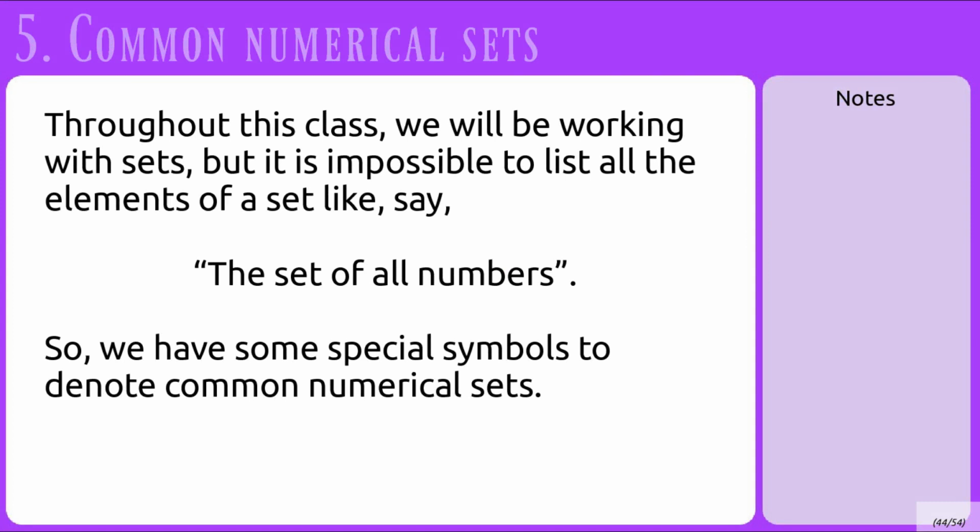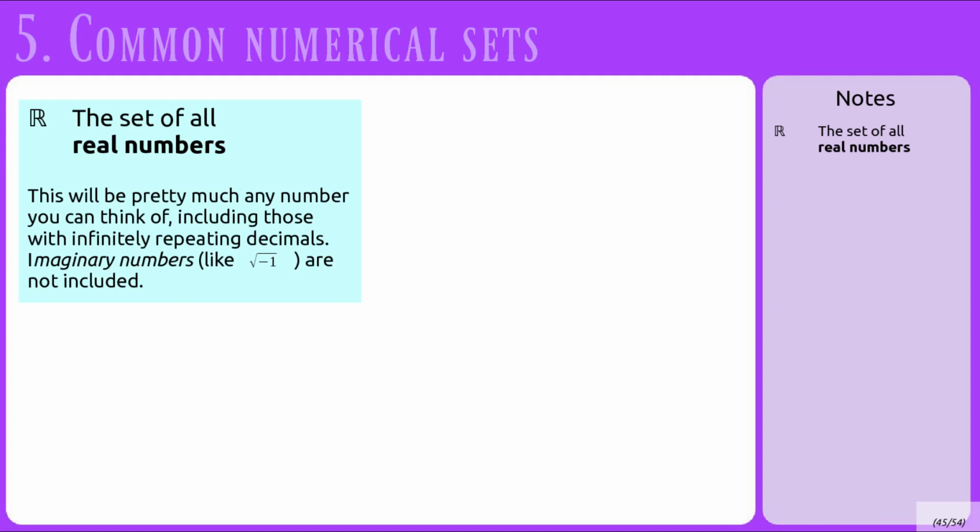Throughout this class, we will be working with sets, but it is impossible to list all of the elements of a set, like, say, the set of all numbers. So we have some special symbols to denote common numerical sets. The set of all real numbers includes any type of number you can think of, such as irrational numbers, rational numbers, integers, and so on, but it doesn't include imaginary numbers, such as if you took the square root of -1. The set of all real numbers is represented by an R symbol.